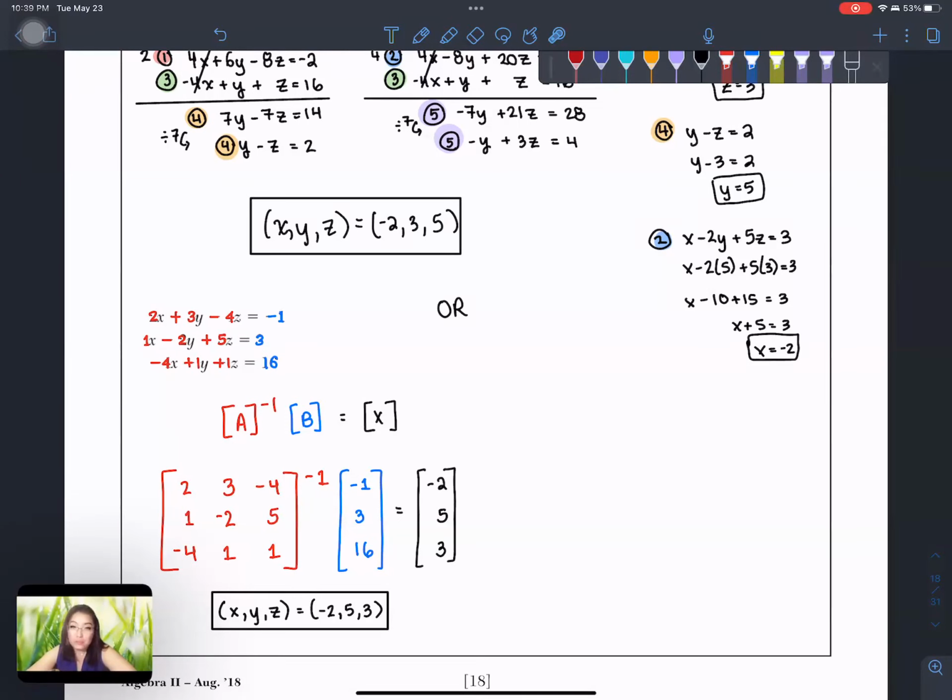Just know how to use your matrix. So go ahead and check it on your calculator. Like, how do I do this matrix? I've done so many of these in class. You should be able to do it.